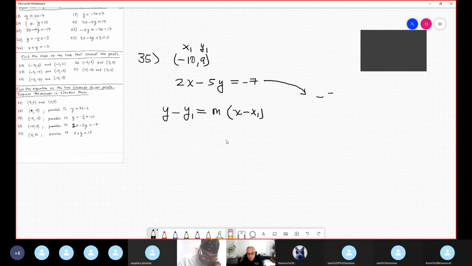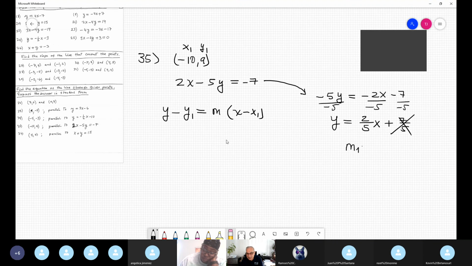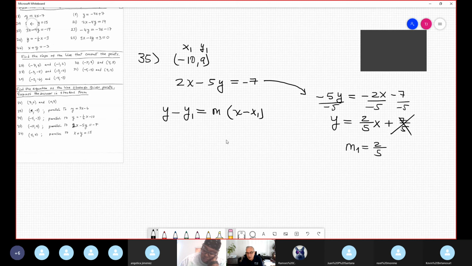It says minus 5y is equal to minus 2x minus 7, divided by negative 5, everything. Y alone is 2/5 x positive plus 7/5 positive. I don't care about that part. That part is not important for me because I realize the slope is 2/5. It's that part.